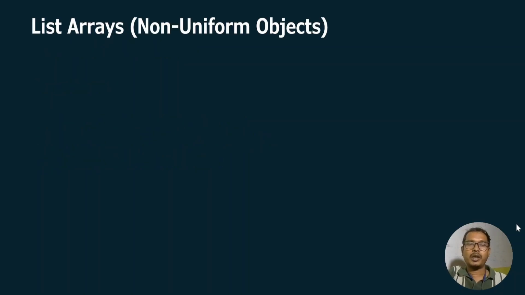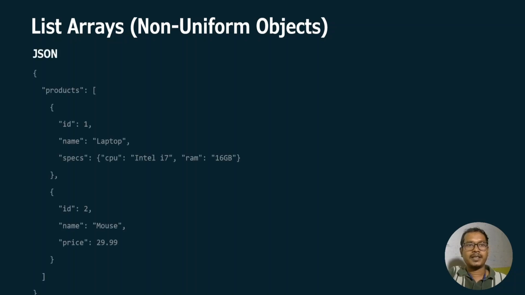Let me tell you how you can write non-uniform objects in TOON. Suppose you have a list array like this in your JSON.